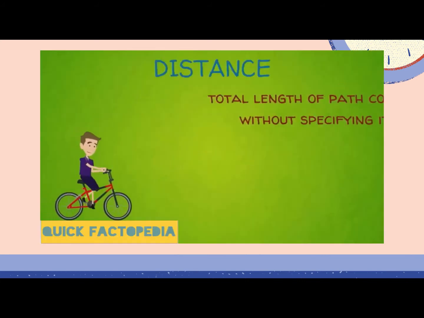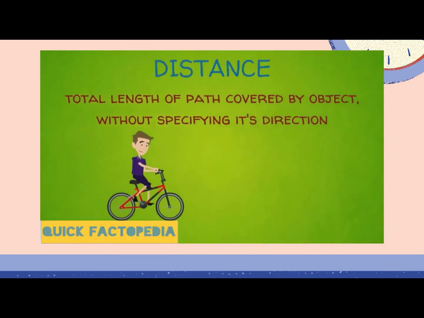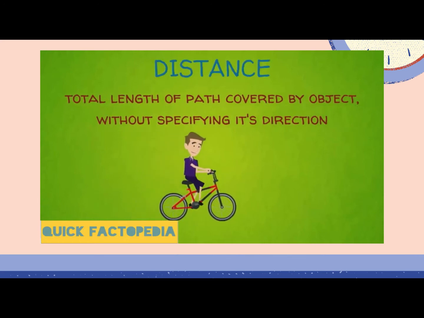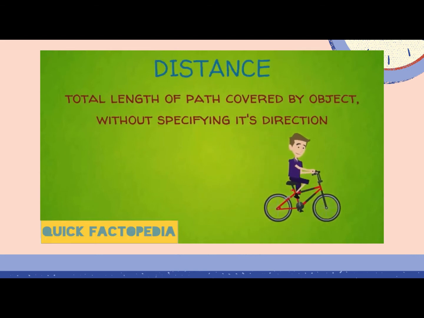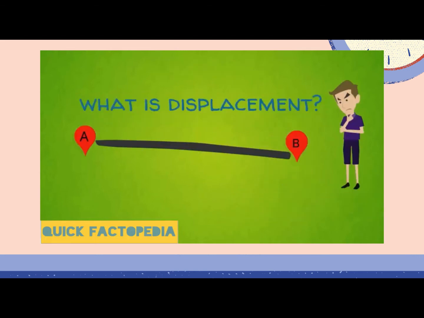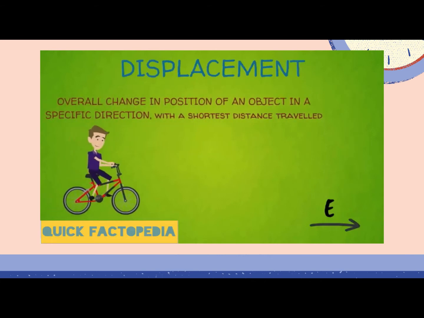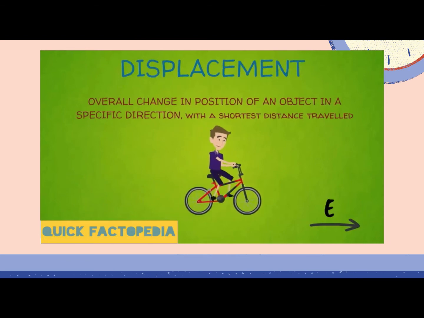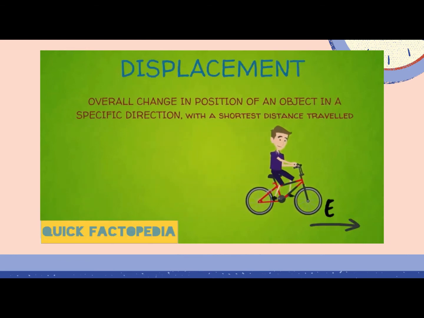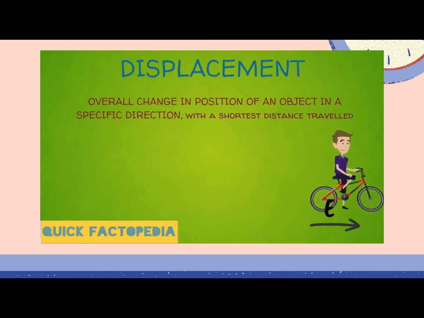Next, what is distance? Distance is the total length of the path covered by an object without specifying its direction. Then, what is displacement? It is the overall change in position of an object in a specific direction, with the shortest distance traveled. Or, in simple terms, it is the shortest distance plus a specific direction.